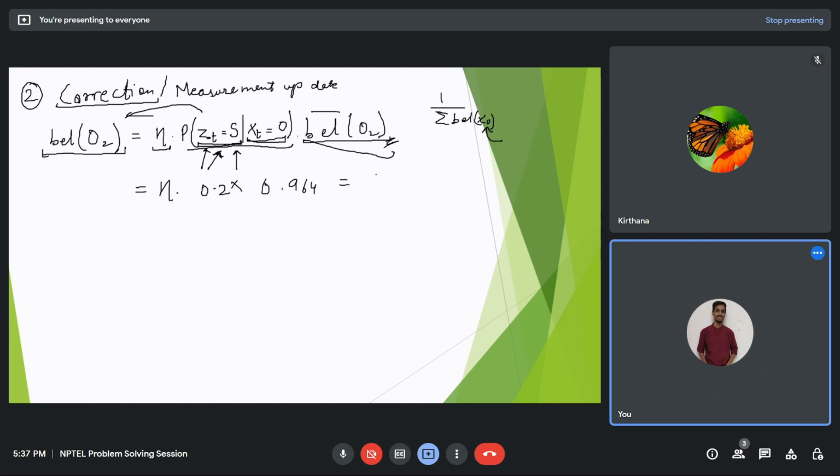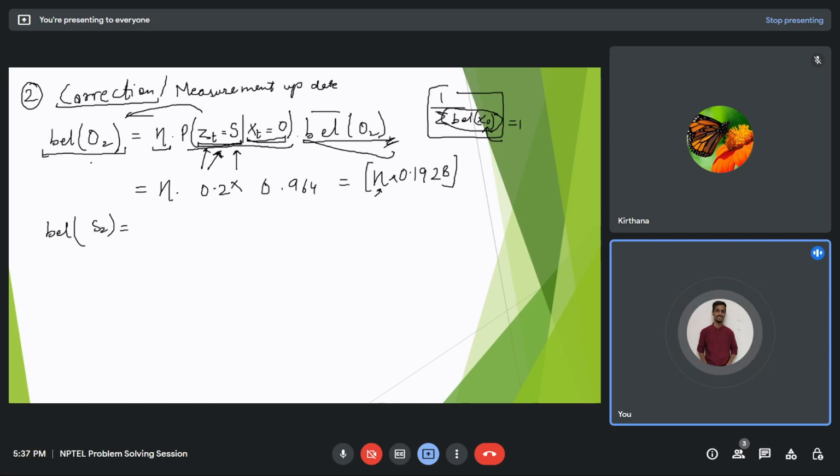So this is eta times 0.1928. Just keep in mind that we cannot comment on the probability right now, because there is a scaling parameter eta, and we do not know the value of eta. We'll calculate it afterwards. How will we calculate it? We'll use the total probability, which should be 1. I'll show you how to do that.